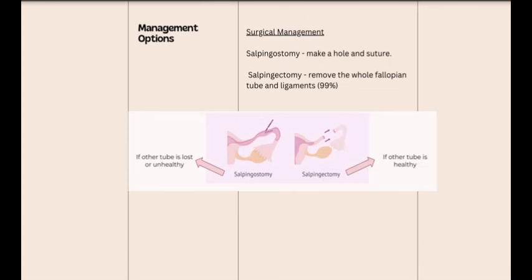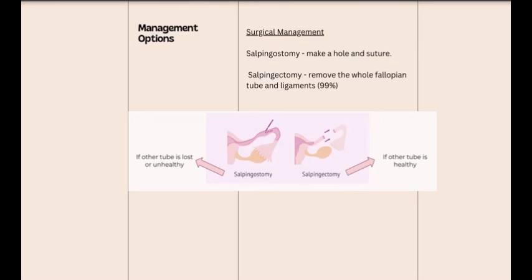And this is thought to be a good option if the other tube is lost or not functional, if a patient wants to maintain fertility in the future. Interestingly, after losing one fallopian tube, the level of fertility is roughly the same, it doesn't really go down that much. However, a salpingostomy can increase the chances of ectopic pregnancies in the future, and it's quite a complex procedure, so it is not likely to be done unless there's a medical reason why you wouldn't perhaps do a salpingectomy.